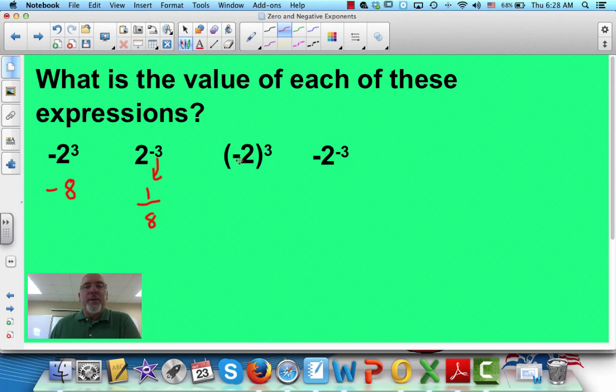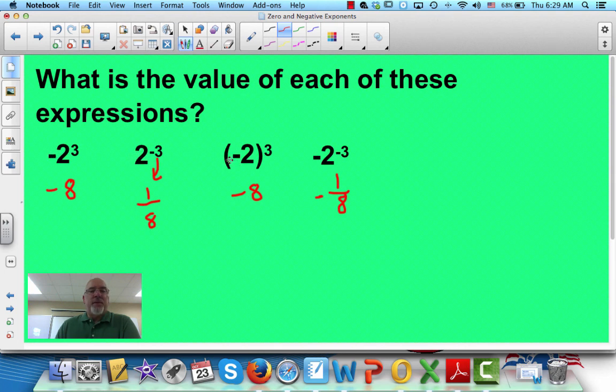Over here, you've got negative 2 to the third, so that's going to be negative 2 times negative 2 times negative 2, which gives you negative 8. And then over here, you've got a negative 3 exponent that goes with the 2, so that's going to be 1 over 8, and the negative sign tells you it's going to be negative. Now, how do you know when a number is going to be negative? It has nothing to do with the exponent. Nothing at all to do with the exponent. The way you know is if there's a negative sign out in front of it.